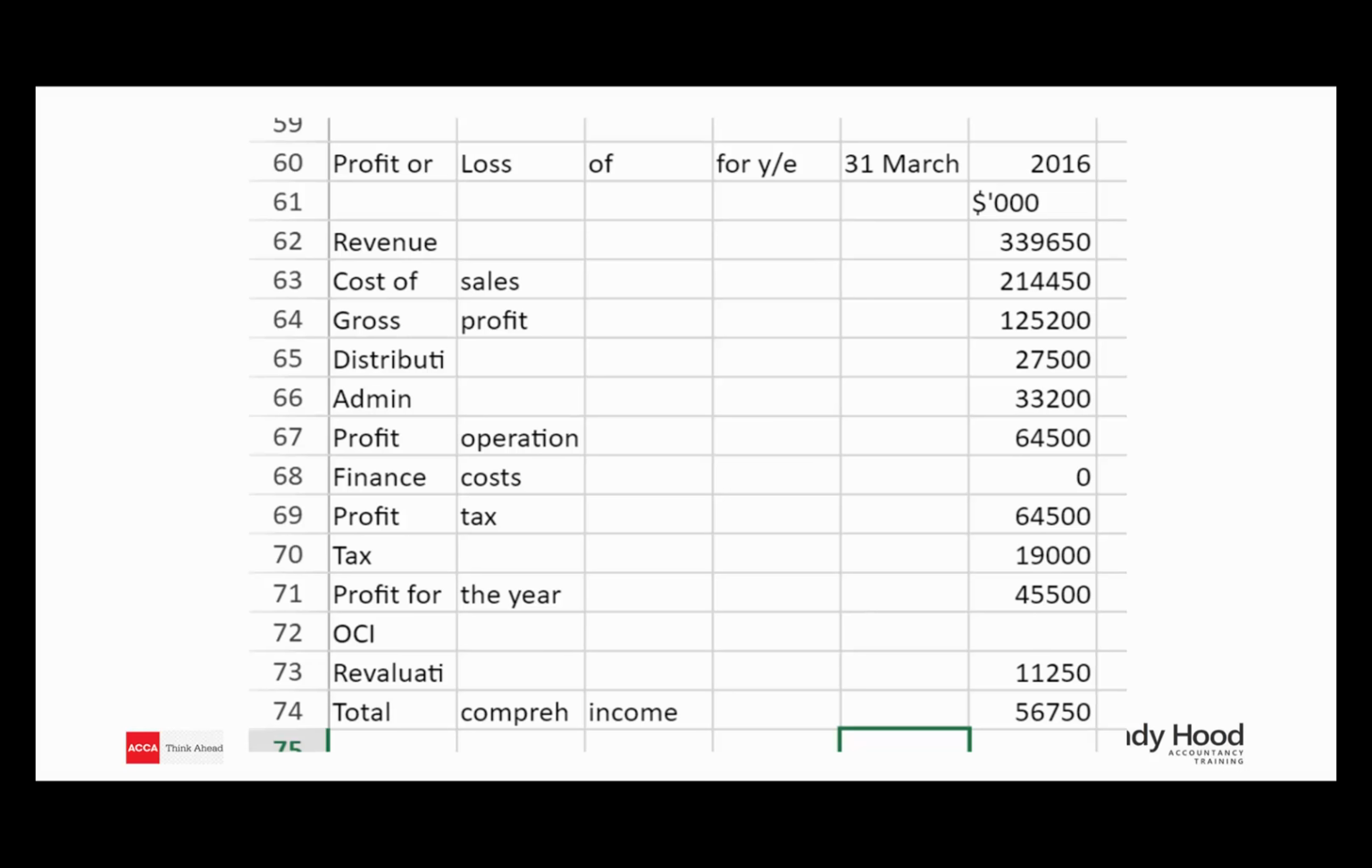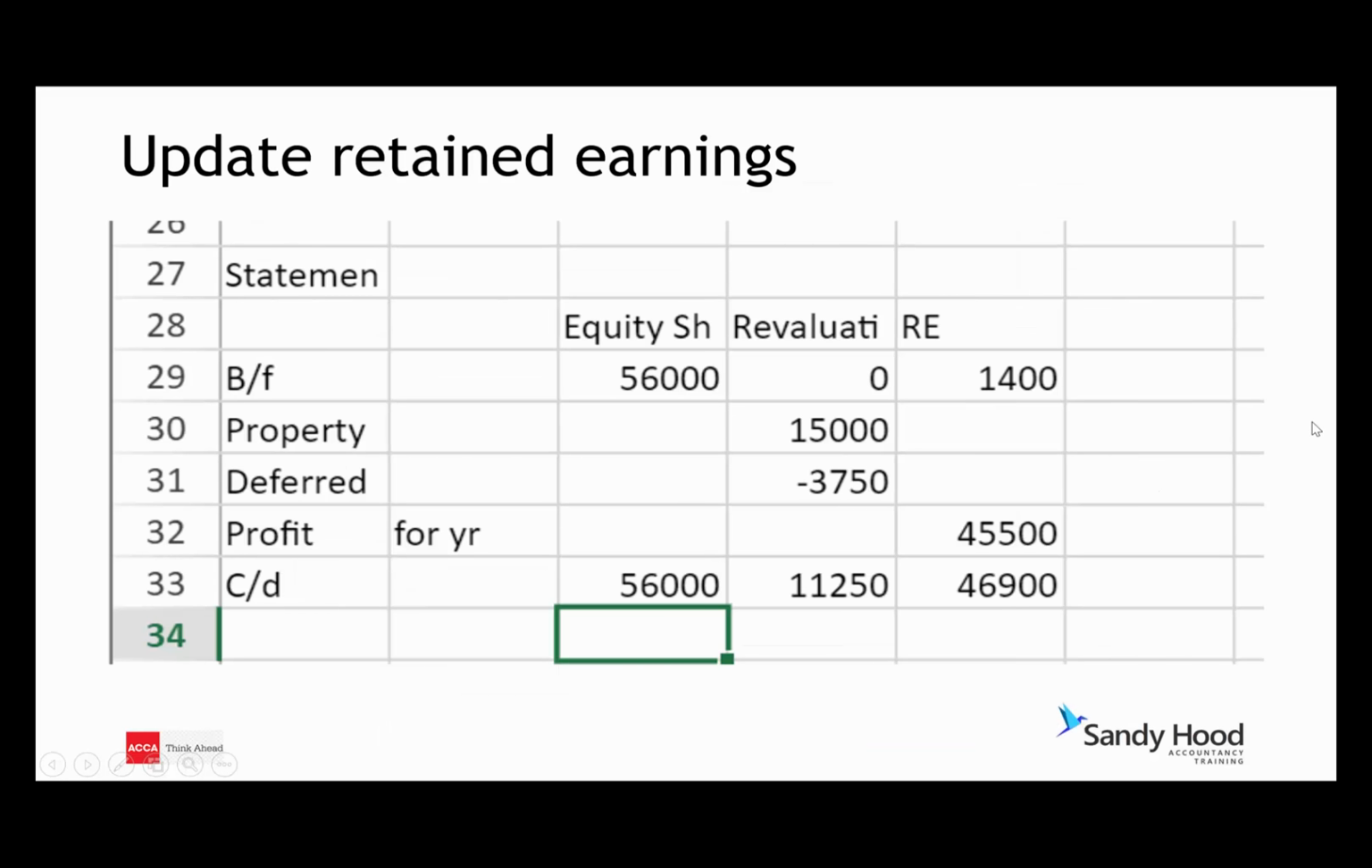Tax, well, we'd worked that out within our note. We've got the profit for the year. There was a revaluation, and this is revaluation net of the deferred tax. So that's 11,250, giving us total comprehensive income of 57,750. I then updated my retained earnings, and I've got a little statement of changes in equity. It isn't something that the examiner is going to give me any marks for, but it's enabling me to work these figures out.